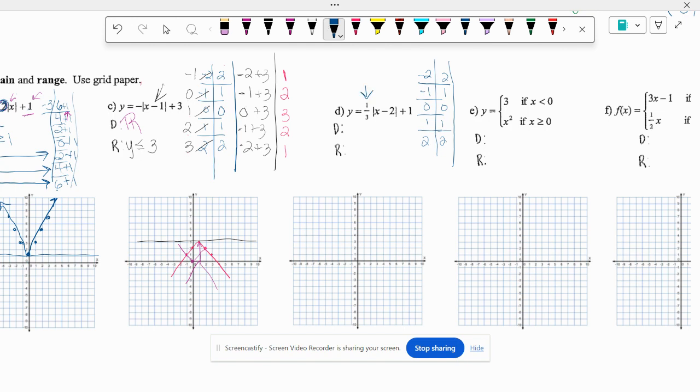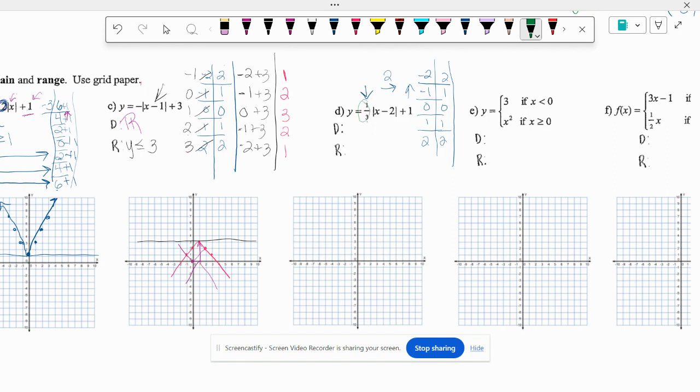This is a compression. It means that you're going to take all of your outputs and multiply them by 1/3. So you're making the graph shrink or vertically compress. You're going to make it shorter and squattier. This -2 on the inside, remember, moves me 2 units to the right. +1 moves me up vertically. So the first thing that we want to do is compress it.